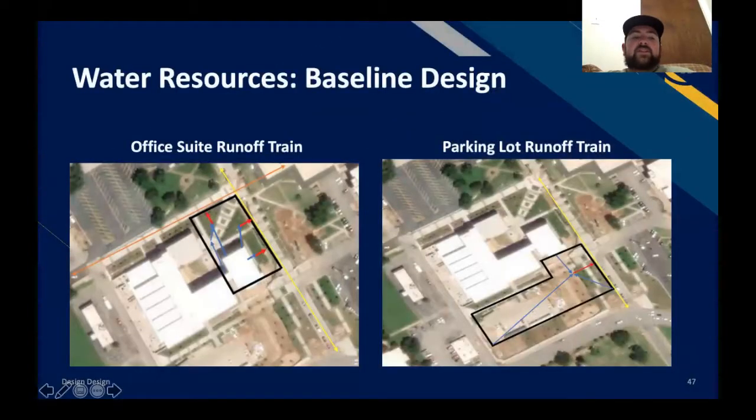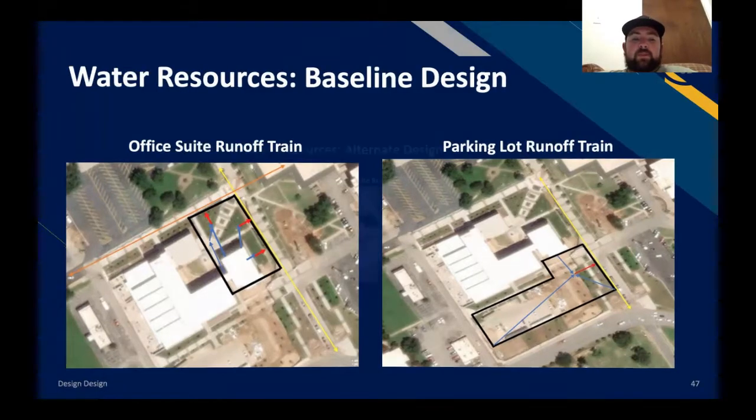This is the baseline design. This is a gray stormwater infrastructure. The runoff will follow the flow path, which is the blue arrow, to the closest inlet. The water will then enter the stormwater system pipes, which is the red arrow. The water will then flow to the closest stormwater main, which is the yellow and orange arrows.